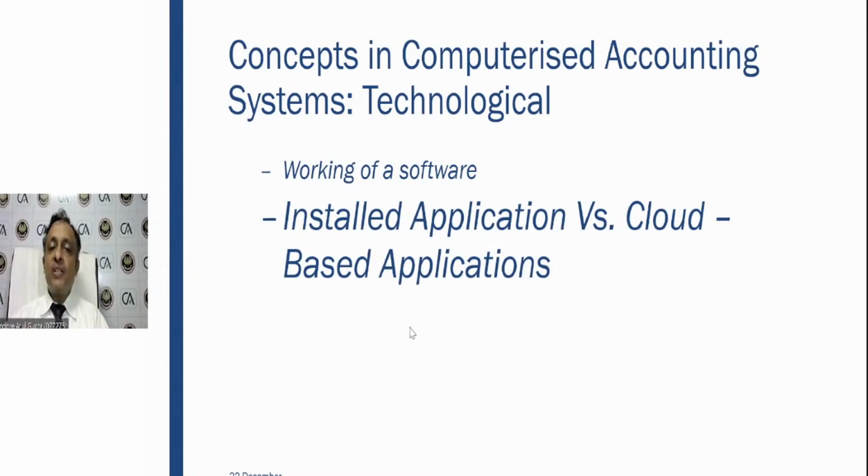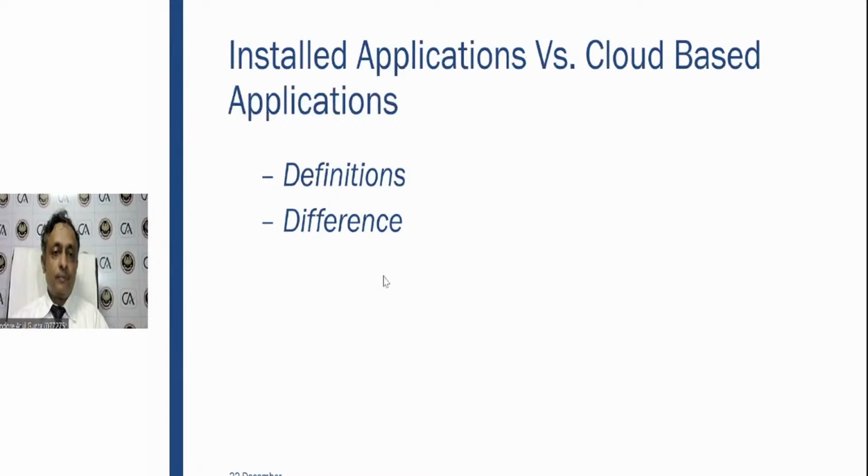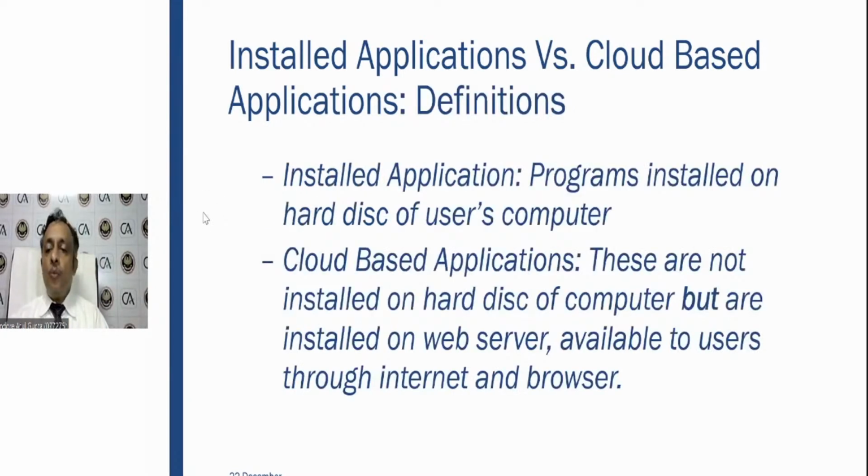Now installed applications versus cloud-based applications. So let us read through that. Installed means those which are installed on my laptop, desktop, my mobile. Cloud are those which are available on third-party web servers. I need not install on my system. Programs installed on the hard disk of the user's computer are installed applications. Cloud-based applications are not installed on the hard disk of the computer, but are installed on a web server, available to the user through internet and browser. So that becomes cloud-based applications.